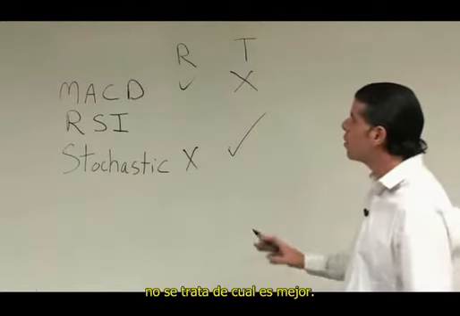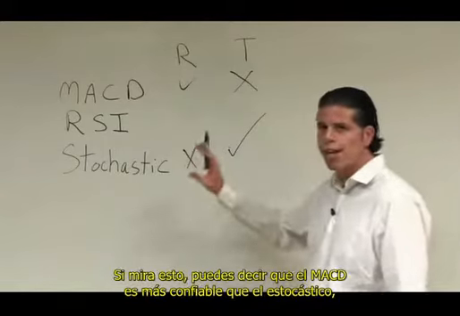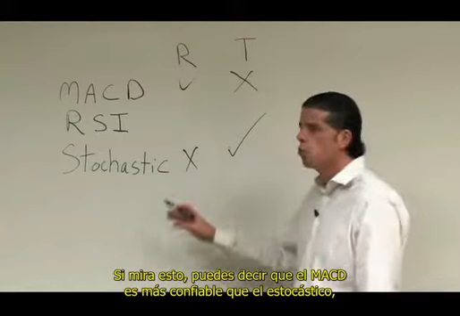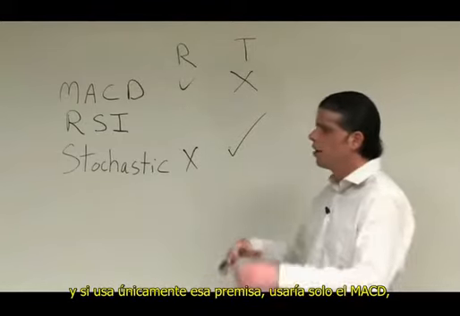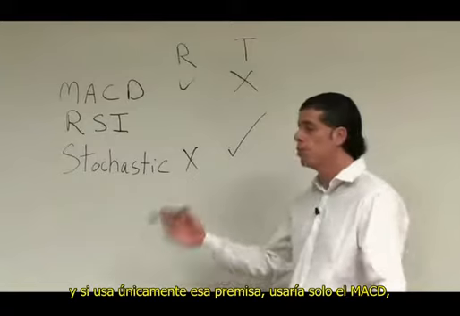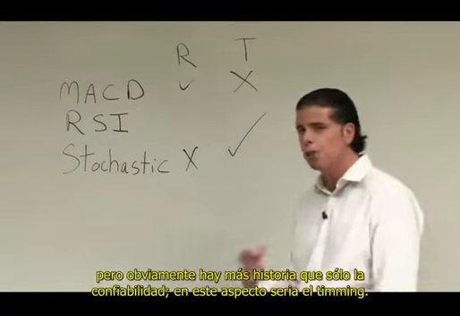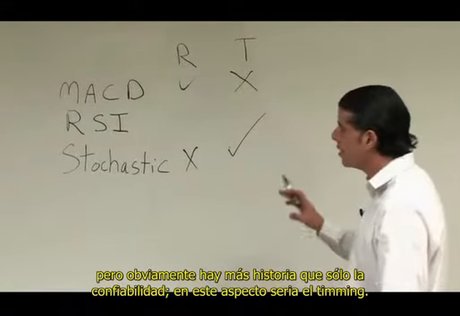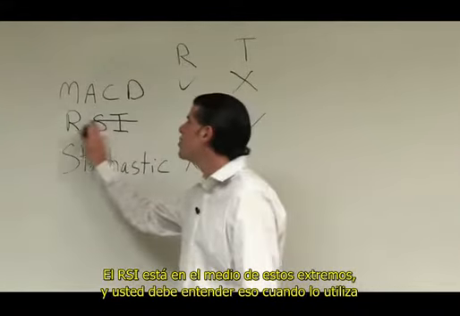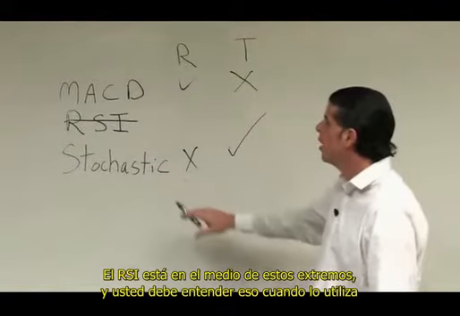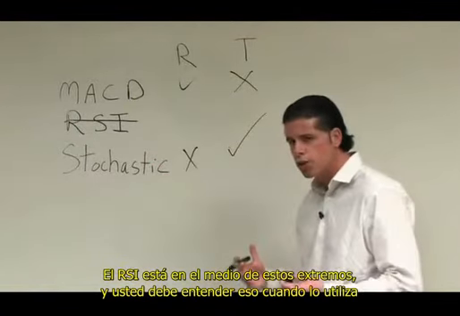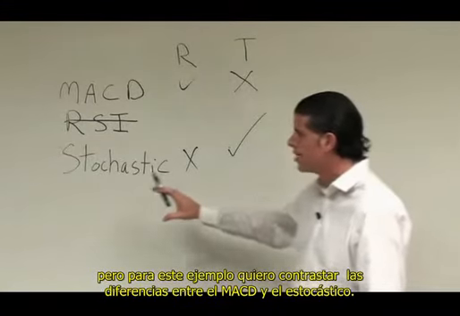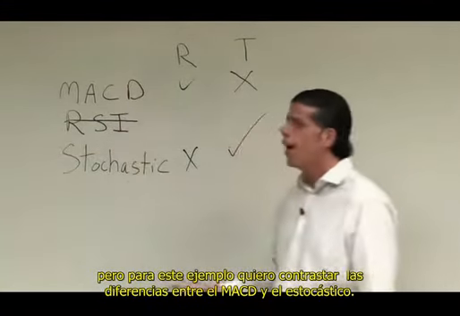So it's not a matter of one being better than the other. If you're just looking at this in terms of reliability, you can make the statement that MACD is more reliable than stochastic, and on that statement alone, obviously we should use MACD. But there's a little bit more to the story than just reliability, and in this case, that means timeliness. Now, RSI is sort of in the middle of these two extremes, and you should understand that when you are using RSI. But for this example, I just wanted to contrast the differences between MACD and stochastic.